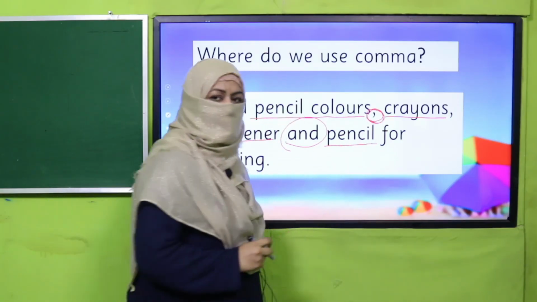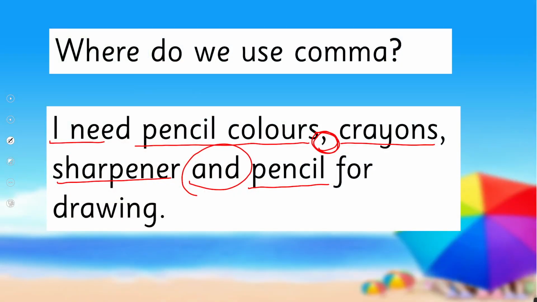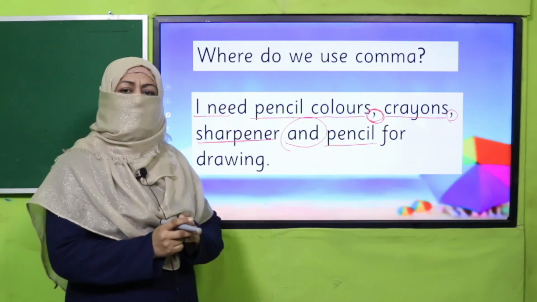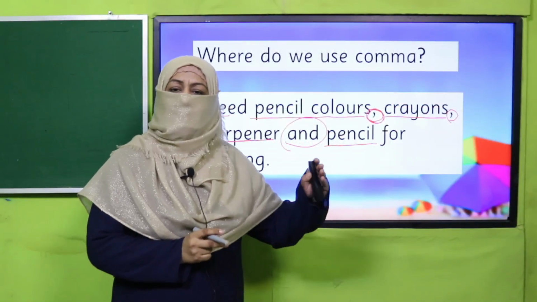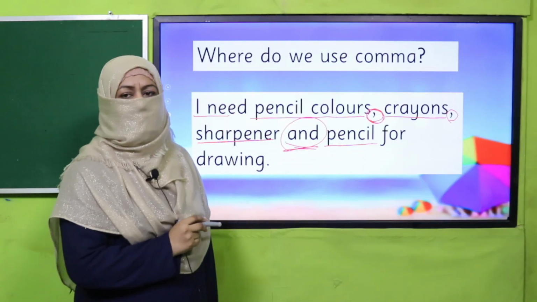We put a comma. It means here, this is the name of one article, one item. The next is this. Then we put a comma again. Then next is this. And when we reach the end of the list, before the last name, we write and instead of putting a comma. Are you clear?